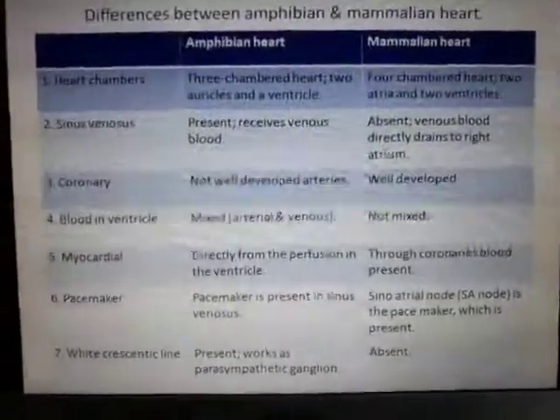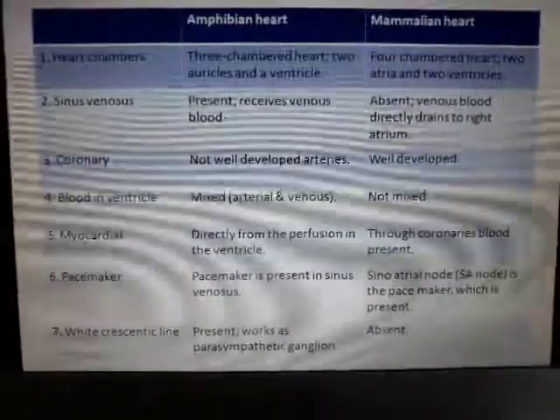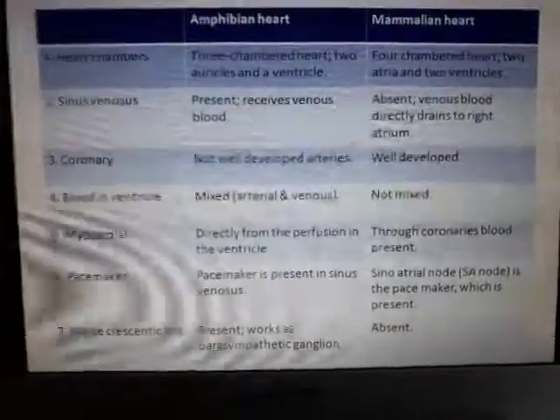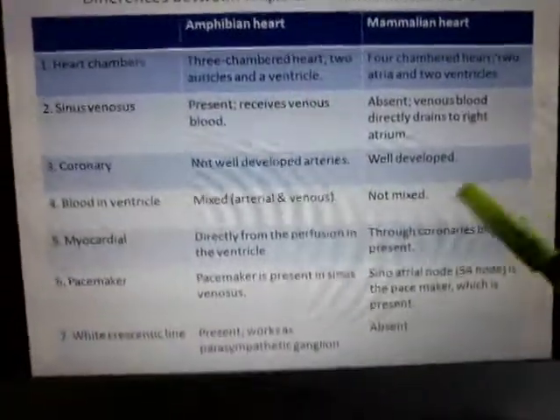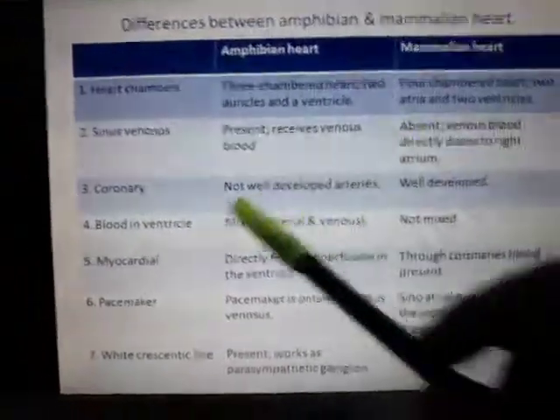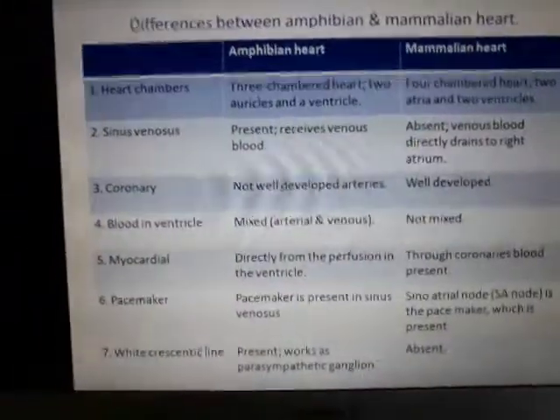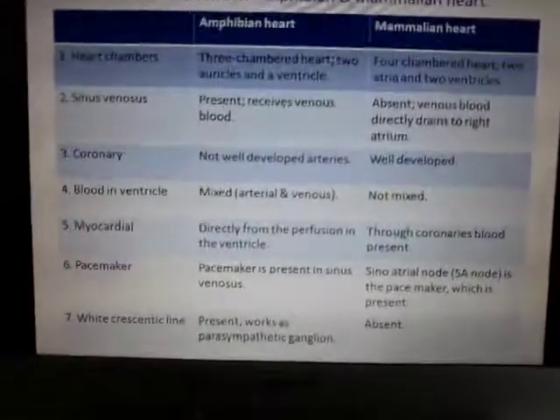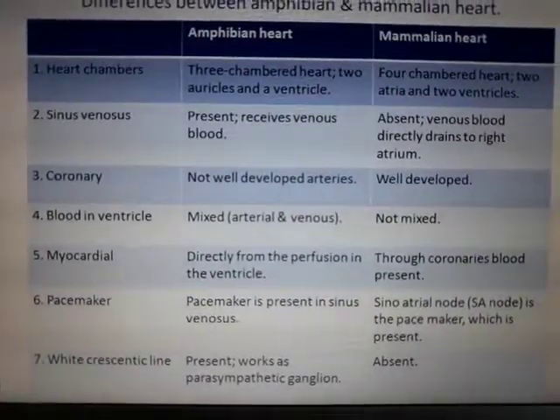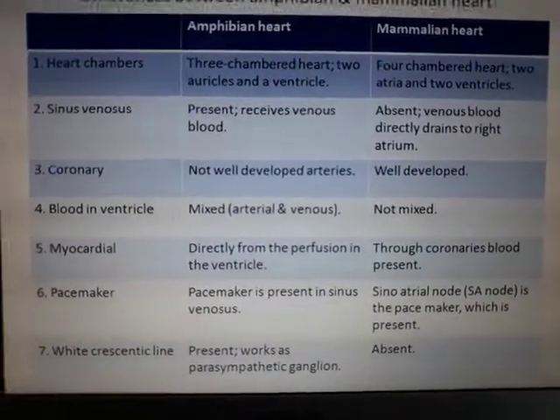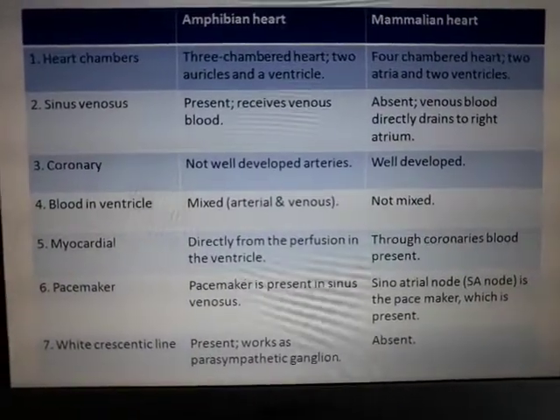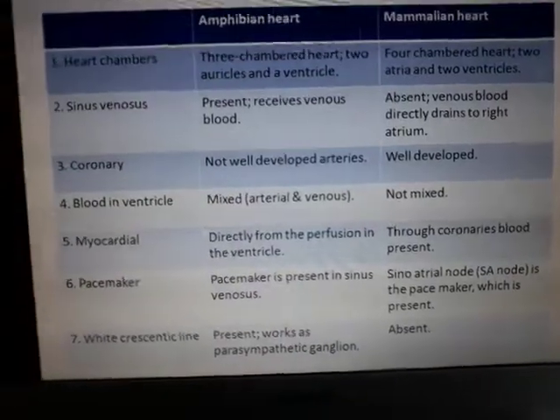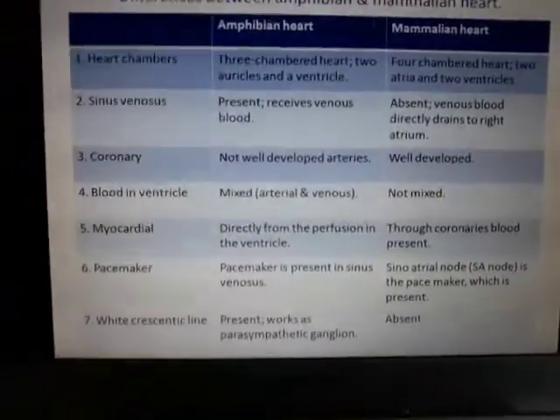Difference between amphibian heart and mammalian heart. First of all, chambers. Amphibian heart is 3-chambered, with 2 auricles and 1 ventricle, but the mammalian heart is a 4-chamber heart, 2 atria, 2 ventricles. Okay, so next is sinus venosus. Sinus venosus is present in the amphibian heart. It receives venous blood. In the mammalian heart, sinus venosus is absent and venous blood directly drains to the right atrium.